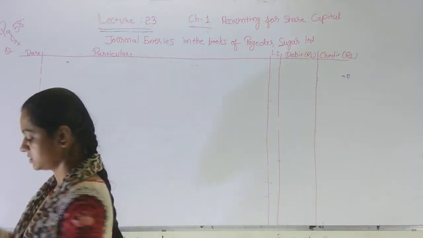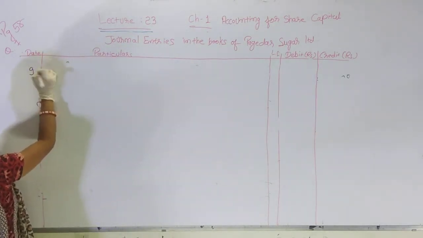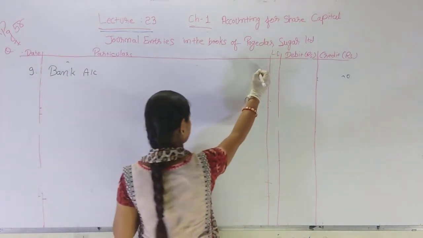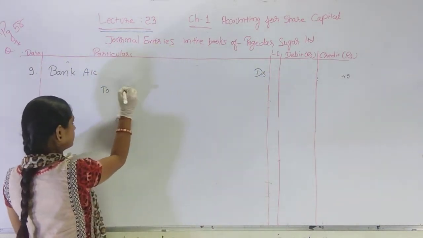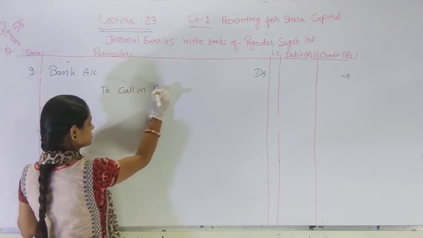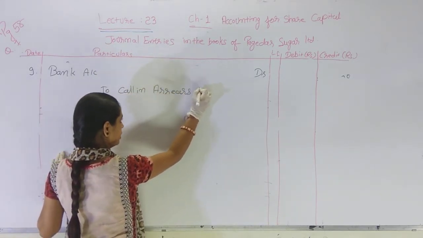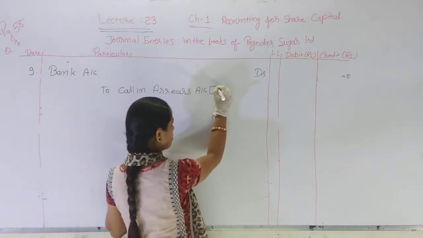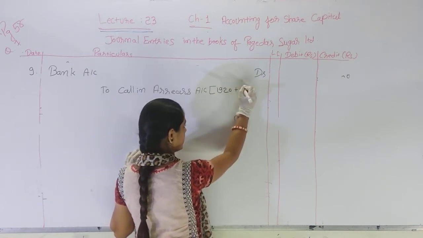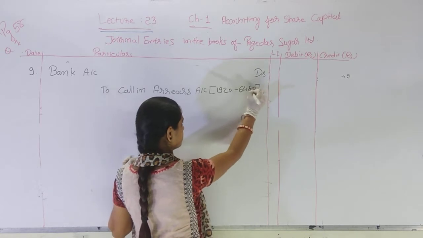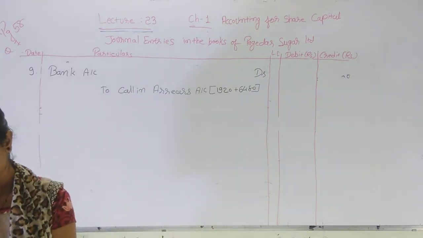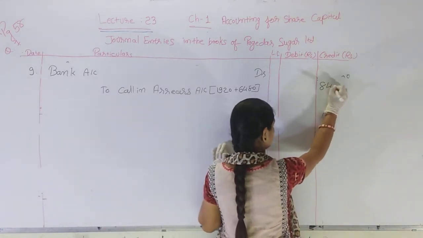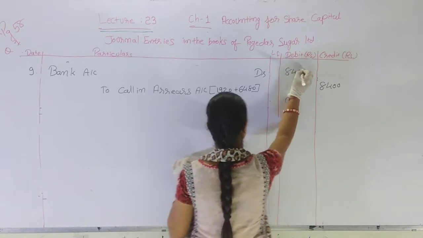29th entry is for receipt. Here will come bank account debit to call in arrears account. In the sixth transaction, the amount of call in arrears was 1,920, and in the last, 6,480. Right? In the last, the call in arrears amount was 6,480, and the total is 8,400. So we have received that money.